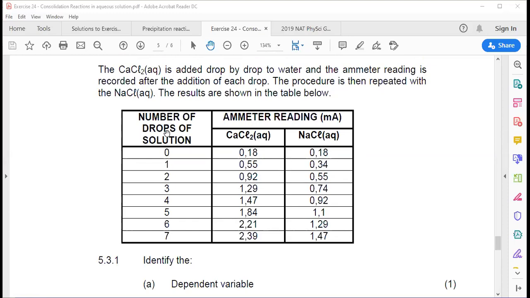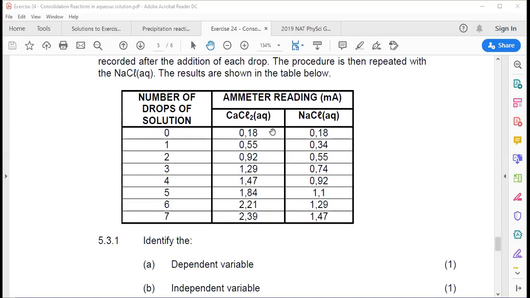We are adding number of drops. And what are we measuring? We are measuring the ammeter reading. So your dependent variable is your ammeter reading or your conductivity. That's what we are measuring.